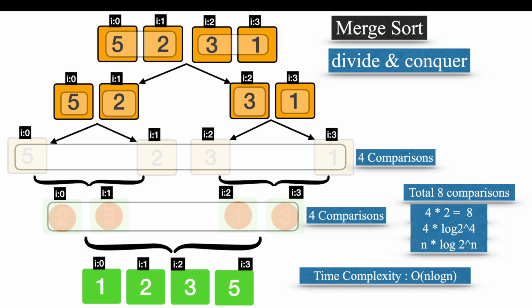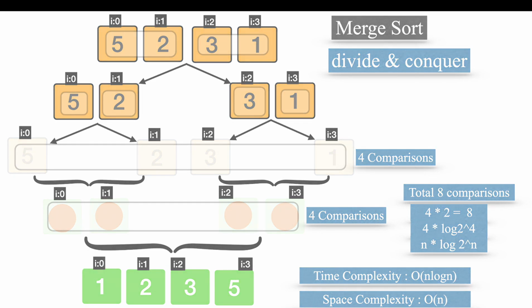Let's talk about space complexity. Throughout the algorithm, even in the worst case, at max you take 3n space to solve the problem with MergeSort. So the space complexity will be big O of n.